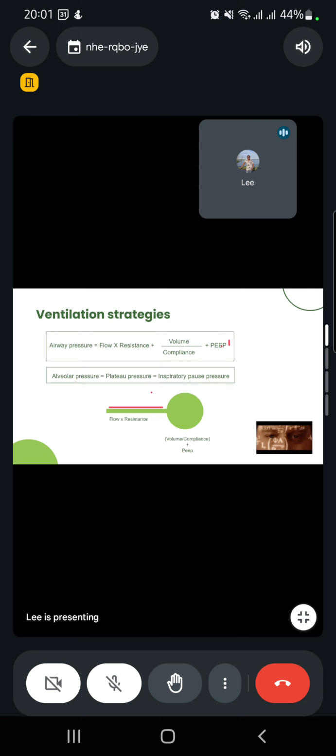So that being said, you still need to monitor your airway pressures. Your maximum pressure in your alveoli is what you need to monitor. It needs to be about 30 cm of water.